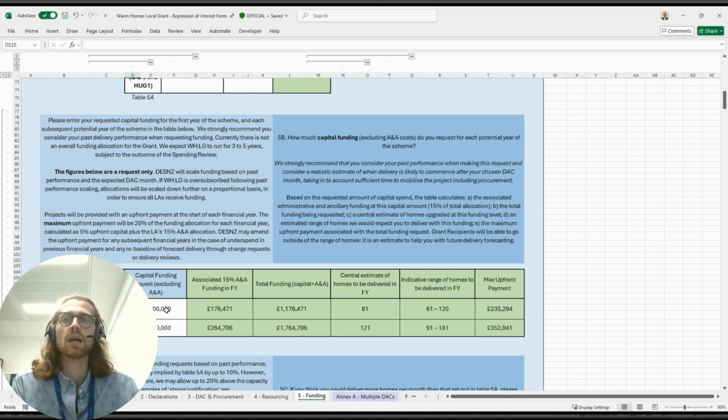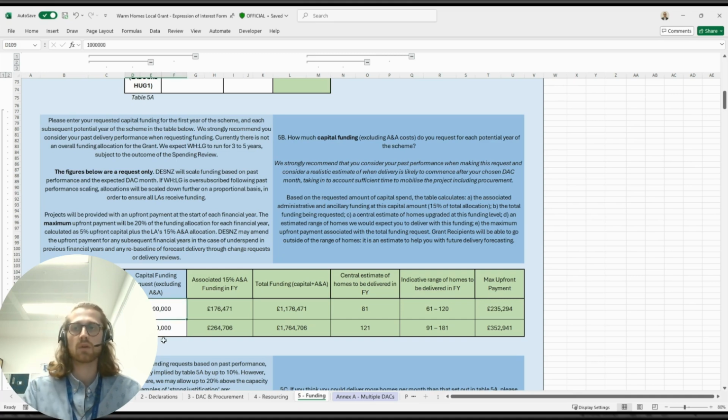And that might be because I am mobilizing in the first financial year, and so I'm still expecting to be ramping up my delivery capacity and my contractors' delivery capacity. And it might also be because of the DAC month that I have selected in section 3. So if I've only got, say, 6 months to deliver in the first financial year, it's natural that I would be able to spend less money in that financial year.